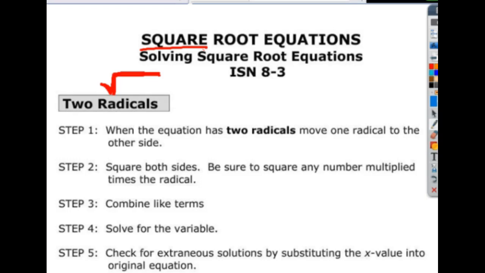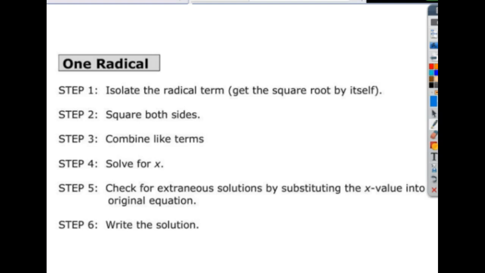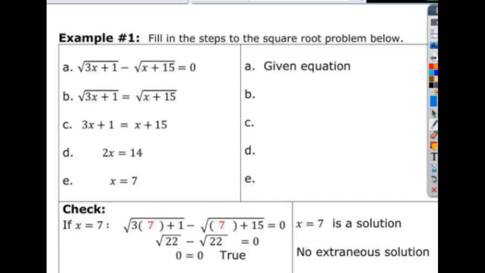And step number 1 says when the equation has two radicals, we have to move one to the other side of the equation. Please look at example number 1. In example number 1, do you have two radicals? If you have two radicals, I need one on the left-hand side of the equal sign and one on the right-hand side of the equal sign.